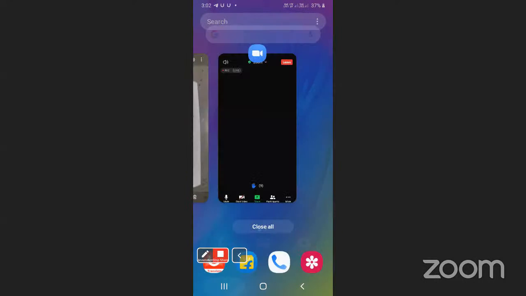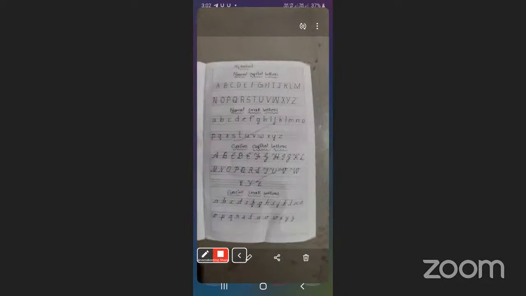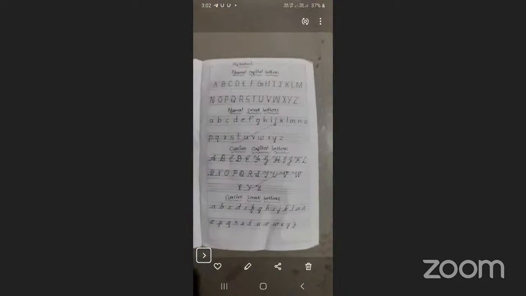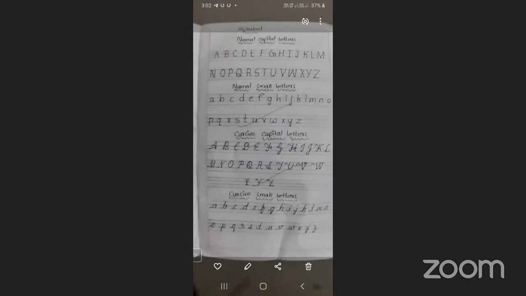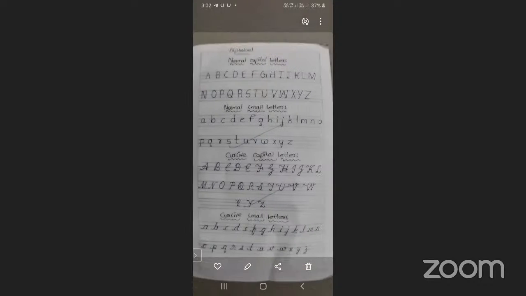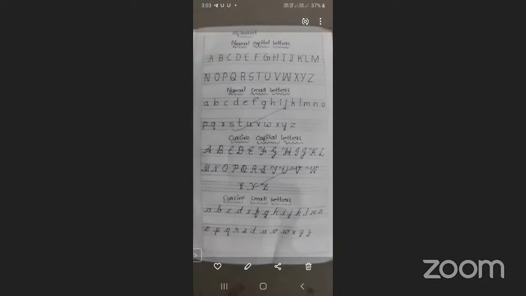Next, in the second page, after the name sheet, you will leave one page. Then on the next page, you have to write the alphabets. Here I'm showing you on the screen. Look at the screen, all of you. Here you have to draw 4 lines, like shown in the figure on the screen. And here you have to write alphabets first of all: normal capital letters, later normal small letters, next cursive capital letters, and cursive small letters.